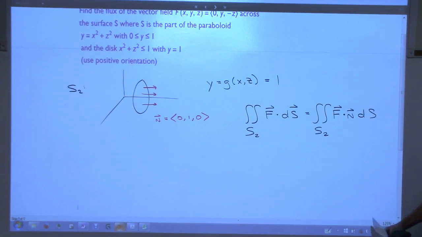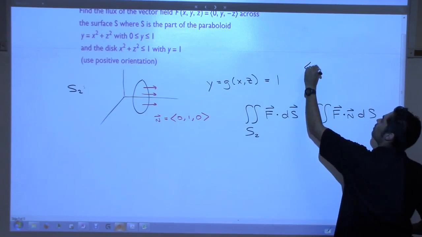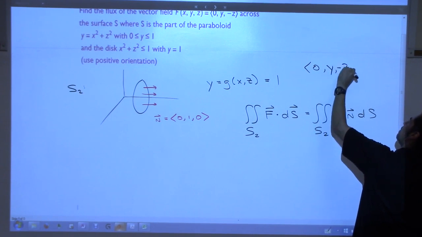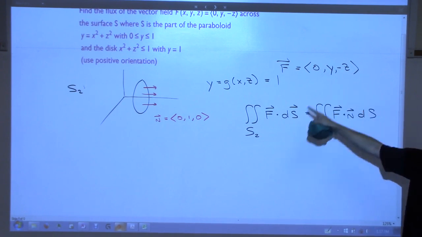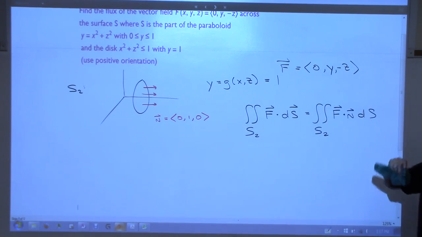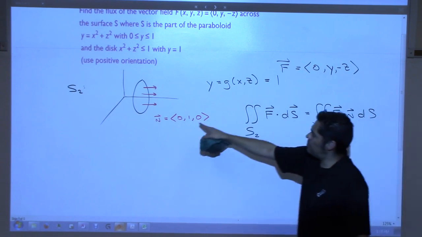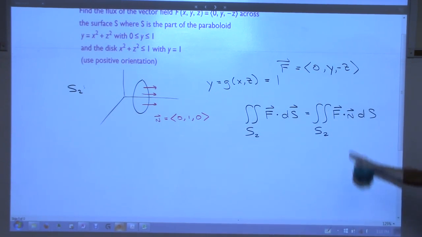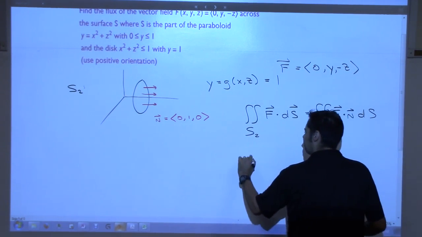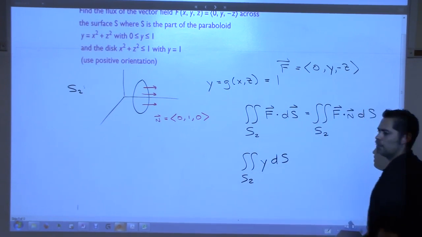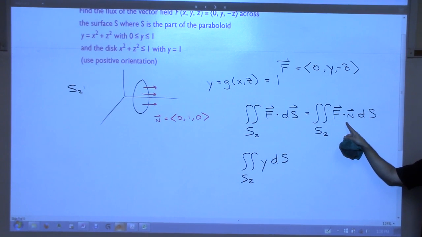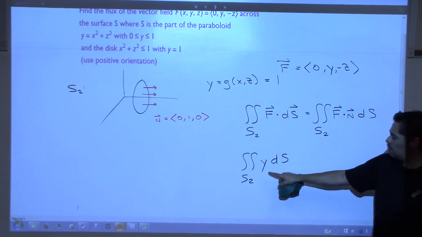So what would happen if I take my vector field, which I erased here? My vector field was 0, y, negative z. If that's my vector field, if I dot that with this vector, what's going to come out? Just the y, right? That's the only thing that comes out? Agreed? So this turns into this y dS. Are there any questions on where that came from? No? Because I'm not writing it down. I just want to make sure everyone's clear on this becomes y.